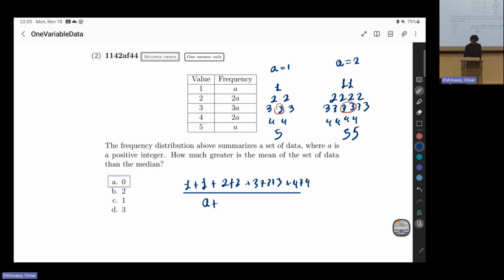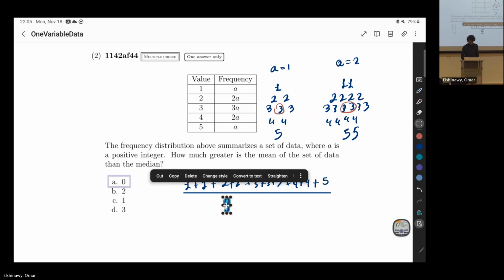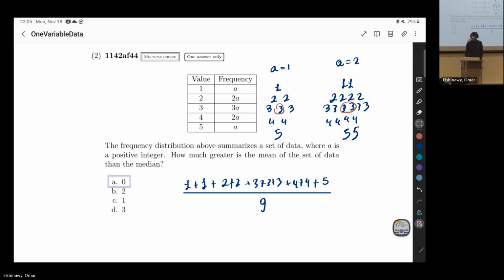But the total number of data points is 9A. In the case of A equal to 1, we have 9 points. And then I do this. Why is this going to give me 3? Well, if you compute it, it will give you 3. But why is it going to give me 3 when A is not equal to 1? Because the number of ones will just double. Here I had one 1, and 1 5, and 2 4s and 3 3s and 2 2s.